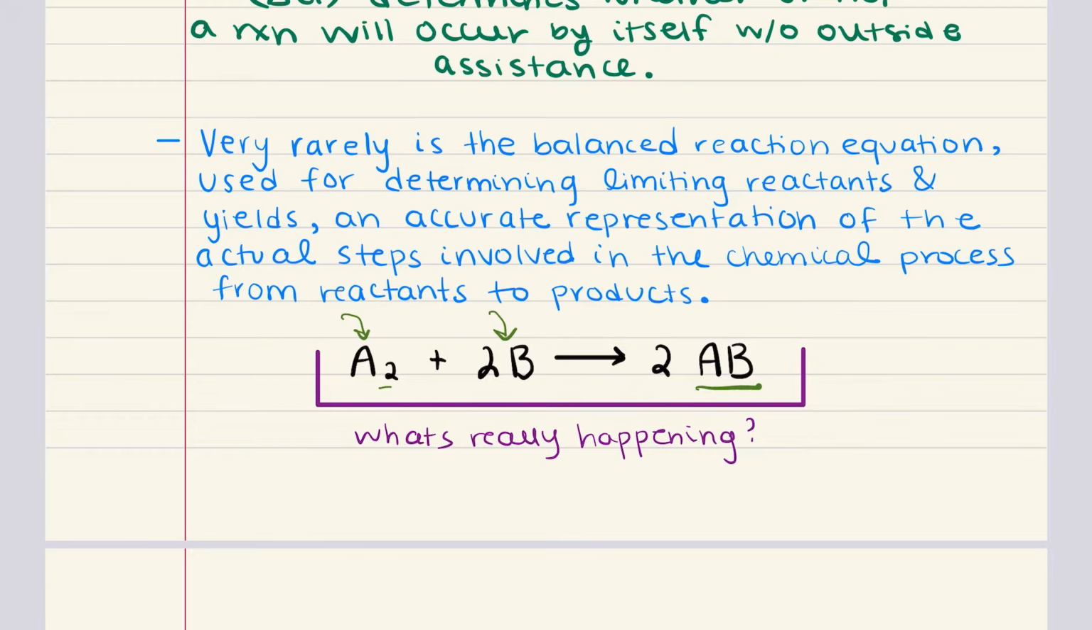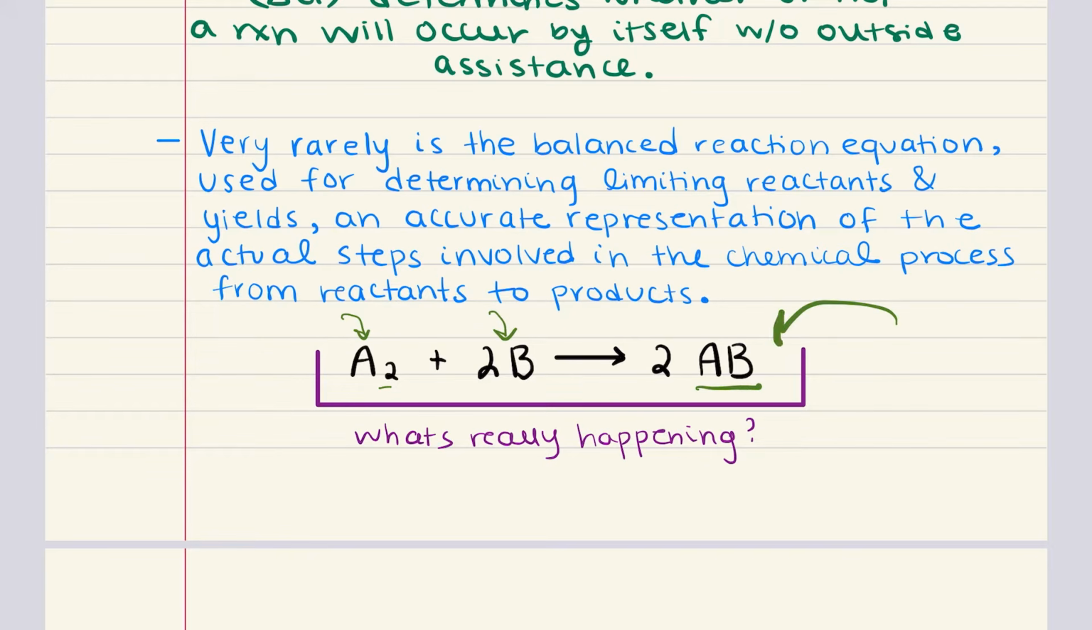However, they rarely provide an accurate representation of the actual steps involved in the chemical process going from reactants to products. Many reactions actually proceed through multiple steps known as the reaction mechanism. And understanding that mechanism is really crucial for comprehending how and why reactions occur at particular rates. Now, a reaction mechanism describes the detailed process by which reactants convert to products through a series of intermediate steps.